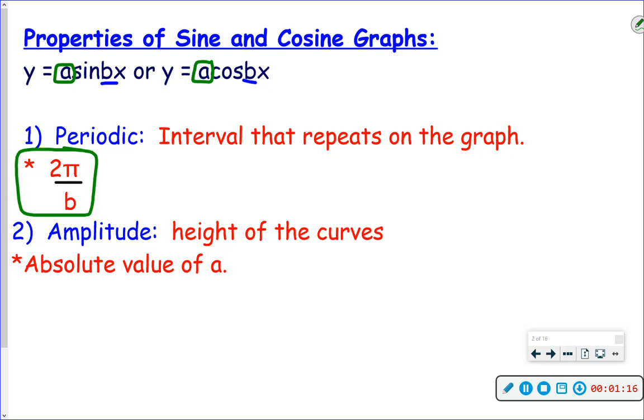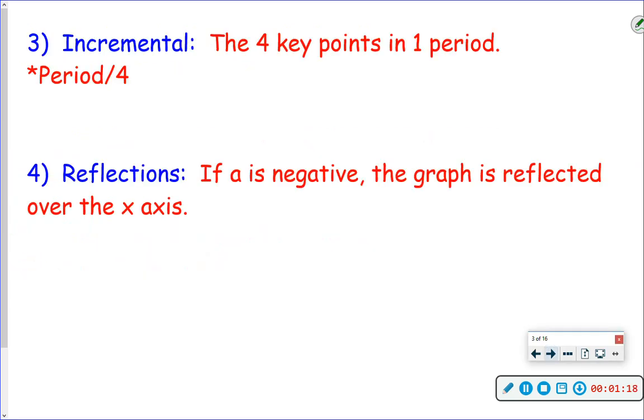Now, the other pieces of the puzzle that are going to help me draw these graphs are incremental. So the 4 key points in one period. We're going to take our period, that 2 pi over b, whatever we got, and divide it by 4. Now, the other thing we're going to see, of course, is reflections. If your lead coefficient is negative, it's going to reflect over the x-axis, so it's going to flip, so to speak, and we'll see that when we also draw some of the graphs coming up.